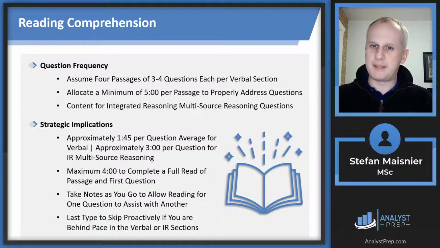So try to skip the other types, some sentence corrections, some critical reasonings if you're behind pace on the verbal, or behind pace on the integrated reasoning, you'll want to consider skipping probably those two-part analyses questions, just because very quickly you'll end up missing a bunch of questions on a single passage as opposed to other question types in either section that only impact an individual question at a time.